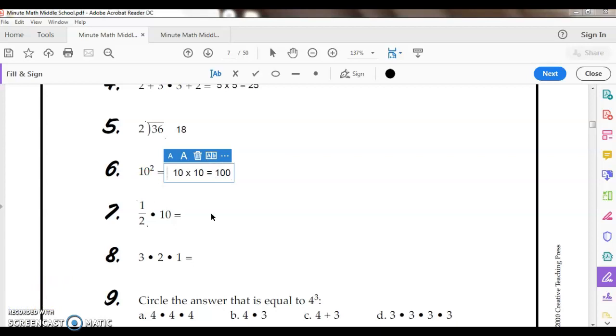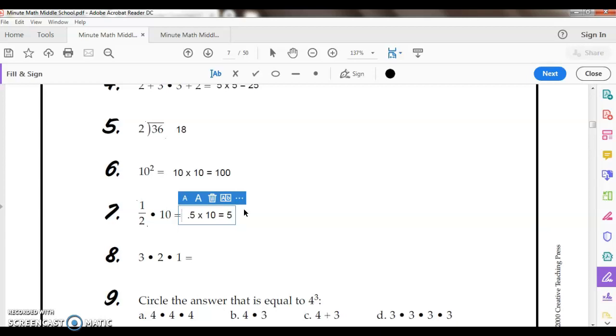Okay, so with this number 7, don't be thrown off by the fraction. All you're going to do is, if you do have a calculator, what is 1 divided by 2? It's going to be 0.5 or 0.50, whatever works. But I'll just put 0.5 for now. So that'll be 0.5 times 10. So that'll be a little bit easier to work with. And that answer is going to be 5.